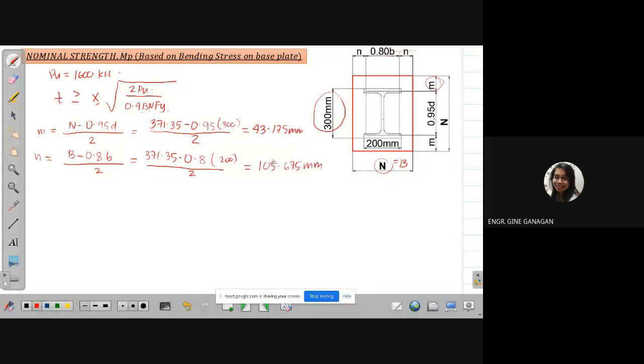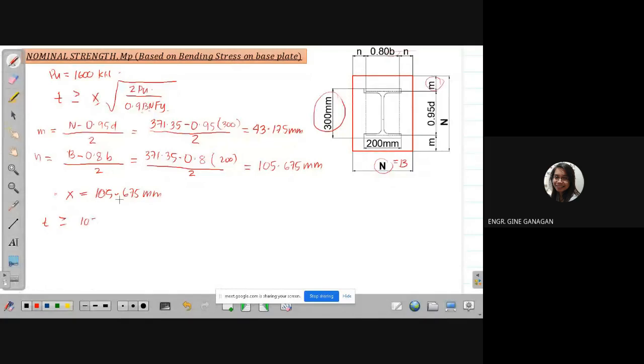And then MN. O ano na yung magiging X natin? This is MN. Ano yung value ng X natin? So the larger value between M and N, that is equal to 105.675. So yan yung N natin. Okay? So in our equation, masusolve na natin yung T, kasi meron na tayong X, meron na tayong P, meron na tayong D, meron na tayong N, and meron na tayong XY. So we just have to substitute value dito sa ating T.